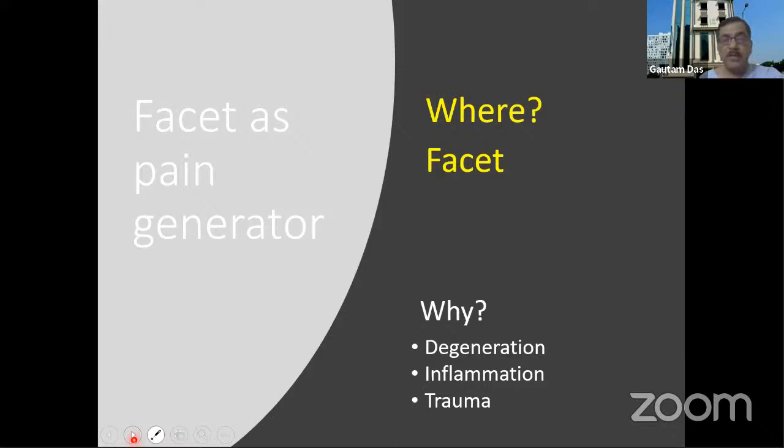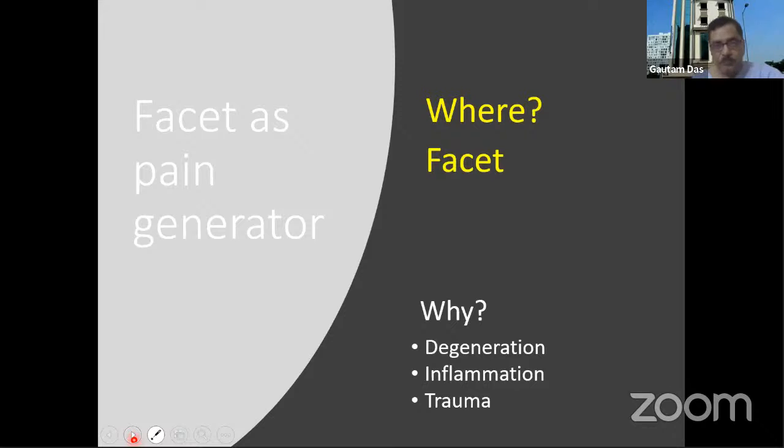And the facet joint is supplied by somatic nerve. One is coming from the same level, another is coming from the level above. So these are the nerve root, ventral rami, dorsal rami. Dorsal rami have three branches: medial, intermediate, lateral. The medial branch supplies the same level facet joint and goes down to supply the next level facet joint. So one facet joint is supplied by the same level and one level above. That means if it is the L4-5 facet joint, it is innervated by L4 and L3. That means the medial branch is coming from the dorsal rami of L3 and L4.